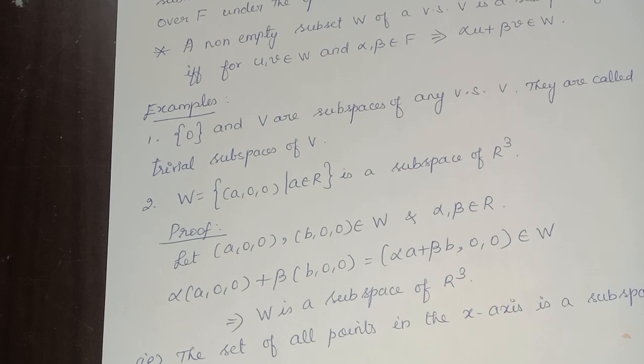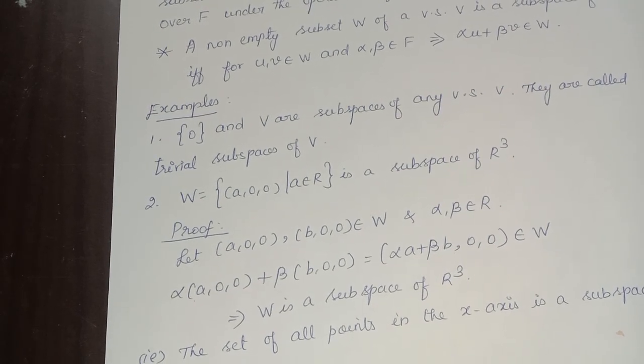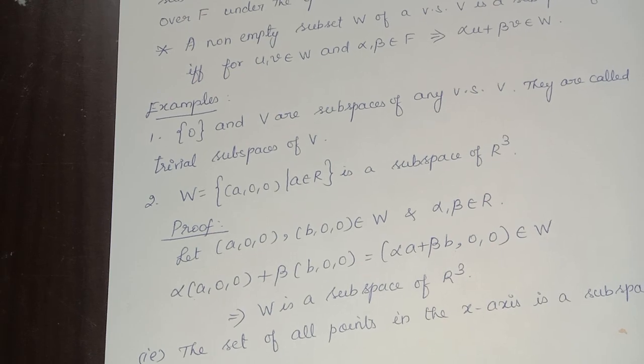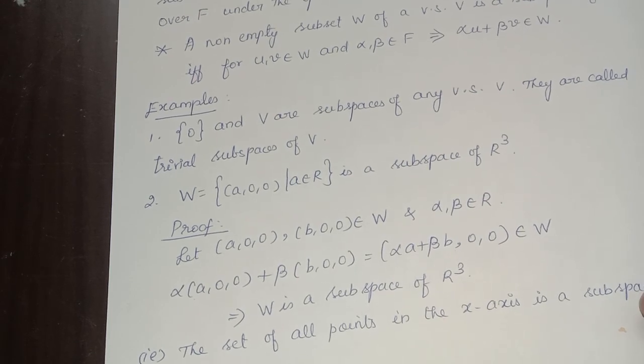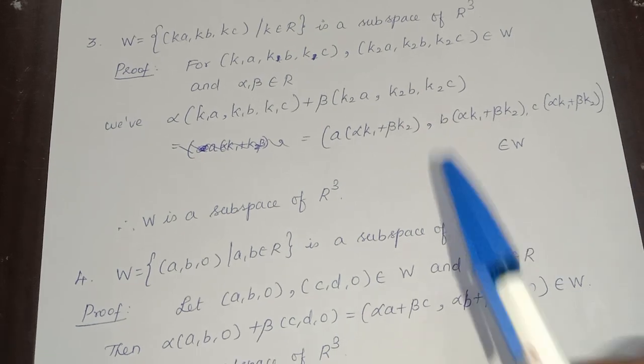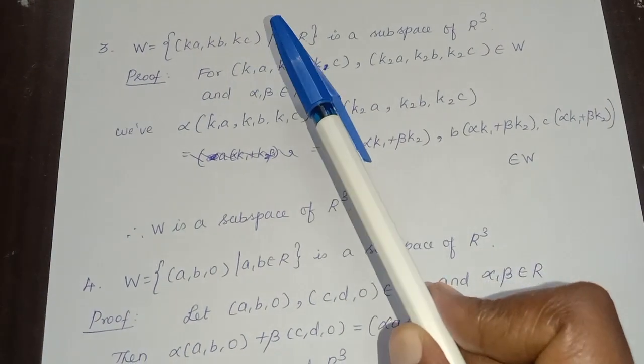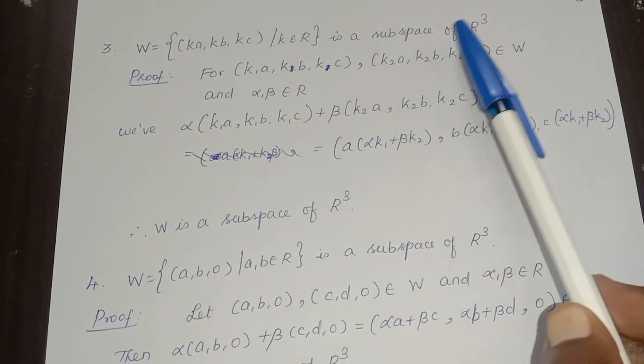In the same way we can easily prove that the set of points in the y-axis and also in the z-axis also form subspaces of R3. Okay, right. Then next problem. Now this is another problem. W equal to the set of all triplets of the form Ka, Kb, Kc where K is a real number. This also forms a subspace of R3.